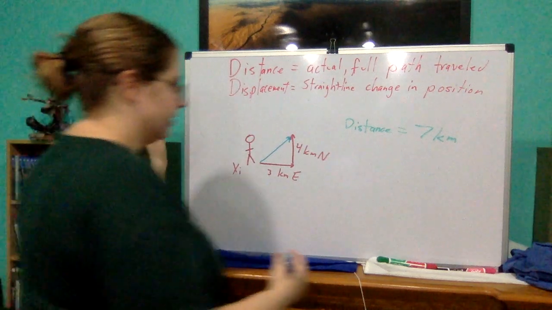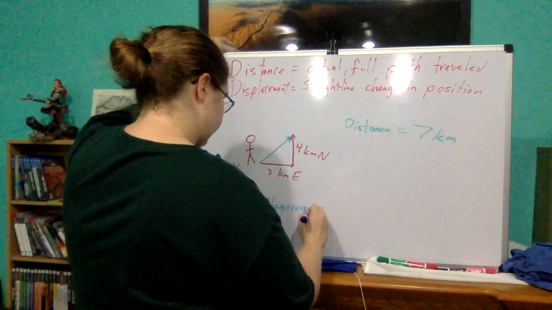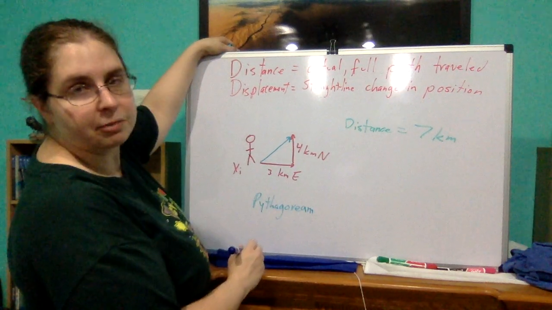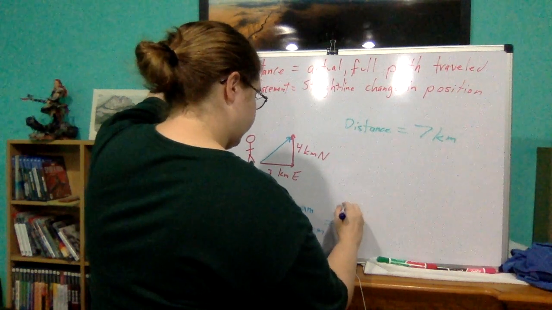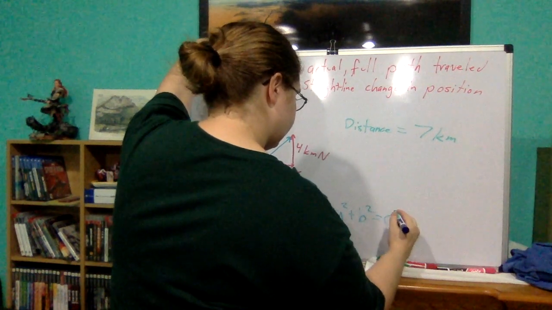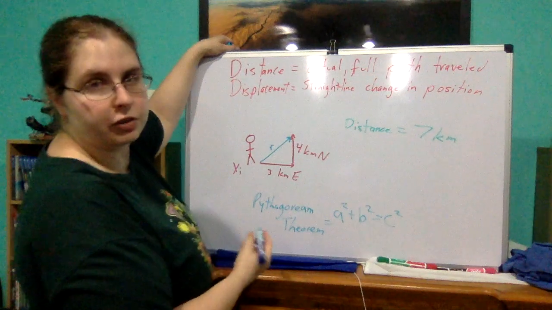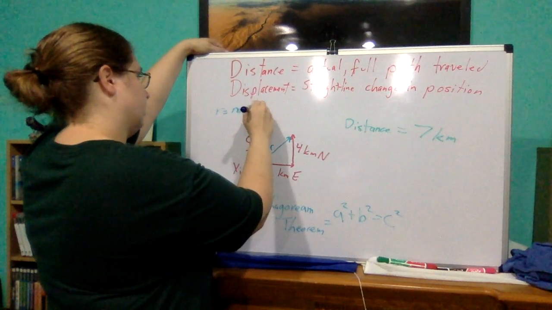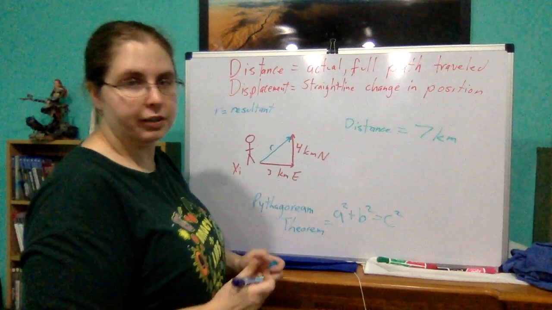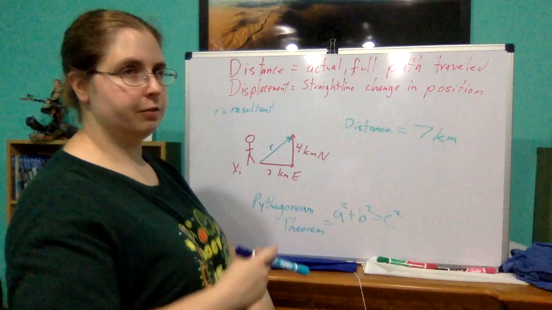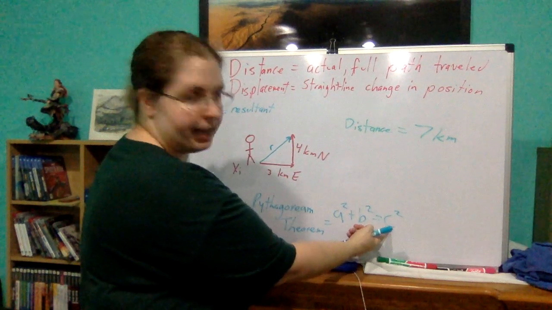If you remember from math class, the Pythagorean theorem says a squared plus b squared equals c squared. So we have our a and our b. We want to find this value, the resultant. The resultant is the hypotenuse that is formed from these two motions in different directions, meaning in different planes of direction. We have horizontal, vertical. What is that hypotenuse? And the hypotenuse in the Pythagorean theorem would be c.